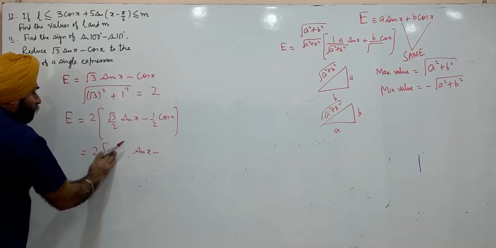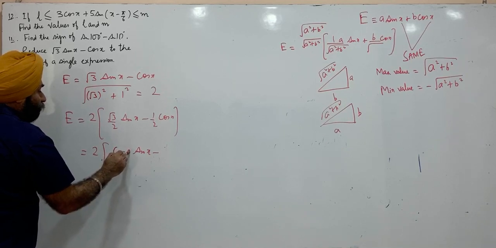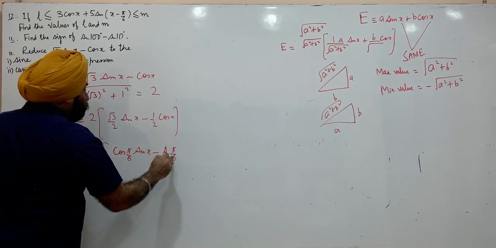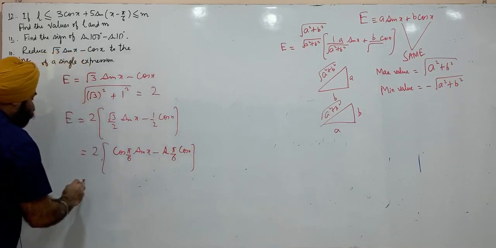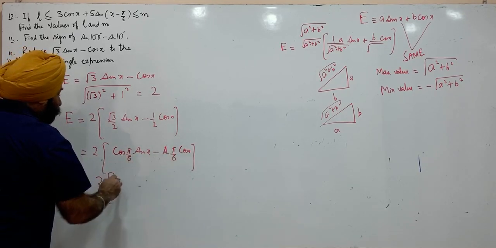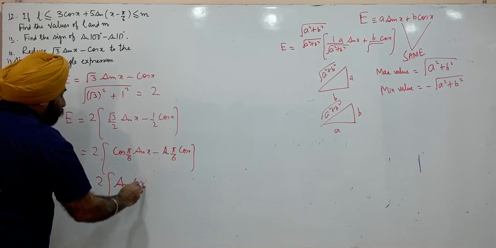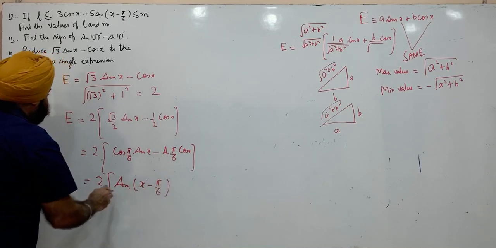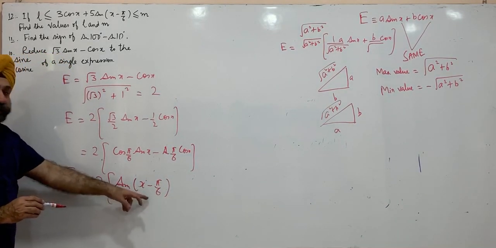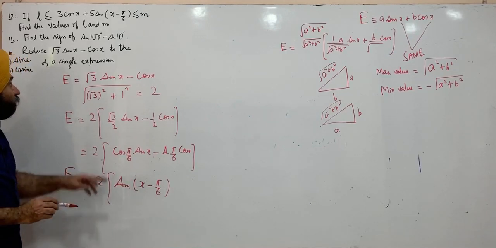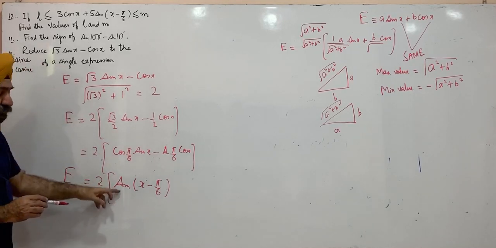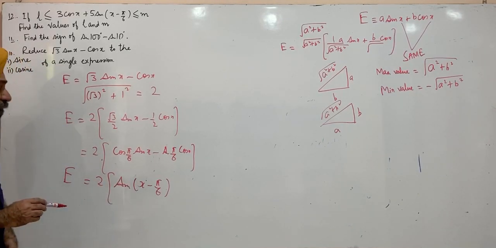So let me write here, this is cos of pi by 6 sine of x minus sine of pi by 6 into cos of x. This is 2 times sine a cos b minus cos a sine b. This is sine of a minus b, x minus pi by 6. So this expression is now 2 times sine of this angle, and we have to reduce this to sine of a single expression. So this is sine of single expression.